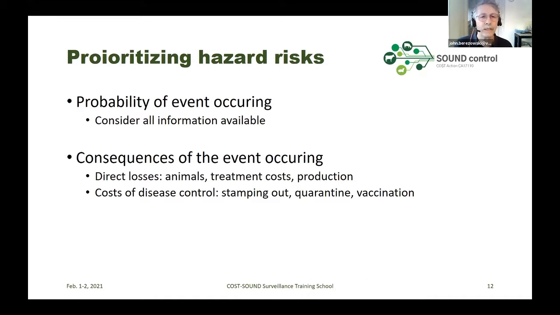So prioritizing hazard risks, we use both of these ideas, the probability of an event occurring and the consequences, both direct, loss of animals, treatments, production, and indirect, so cost for control, stamping out, quarantine, and vaccination. So both of those are considered. So for an event like lightning, even if it has a high consequence, so rinderpest reoccurring would have a very, very high consequence, the probability of that event occurring is very, very low. So it's not likely that we would consider spending a lot of money on rinderpest surveillance.